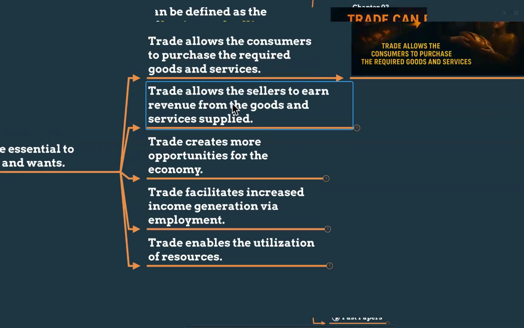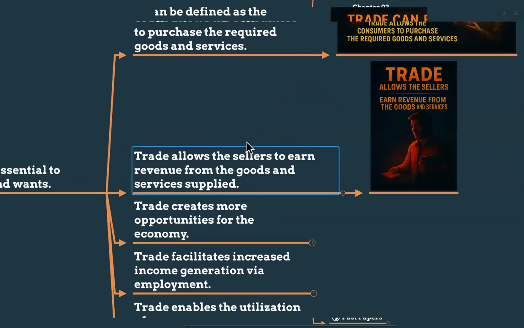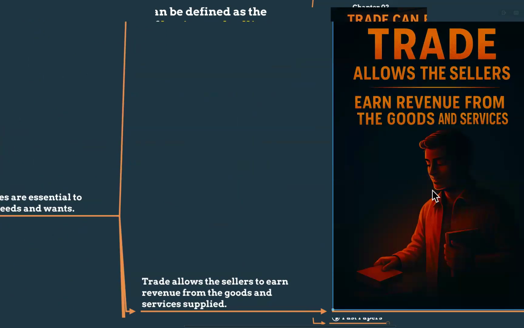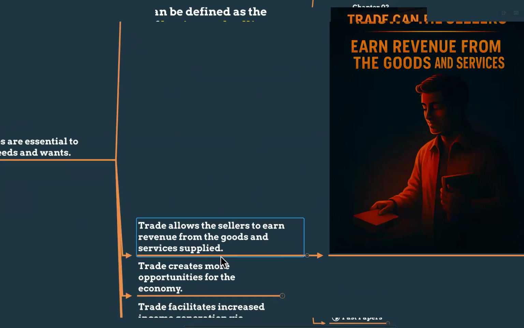So the trade allows the consumer to purchase the required goods and services, as well as the trade allows the seller to earn revenue from the goods and services supplied, right? Business, trade. You have money from, I said earlier, you have money from your job, right? And the trade allows the sellers to earn revenue from the goods and services. So you're going to buy that.